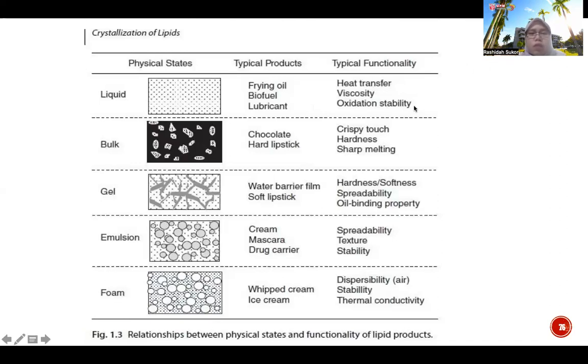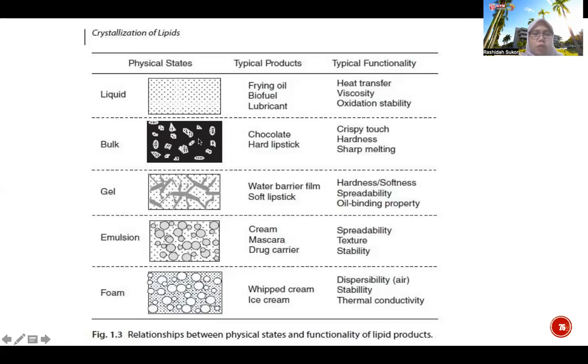Viscosity: in a food system, when we add the oil, it can become smoother, and there is also oxidation stability. Oxidation stability in terms of the stability of the liquid oil. Okay, and then sometimes you see this physical state, we call it the bulk physical state.